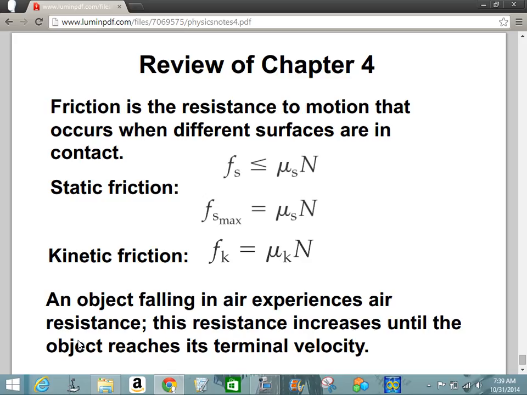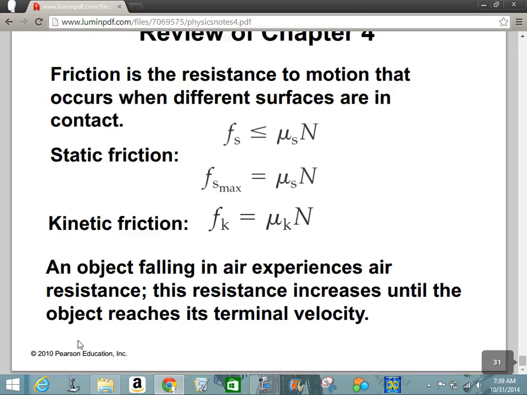Also, an object falling in air experiences air resistance. The air resistance increases until the object reaches what we call a terminal velocity. Okay, and that's it.